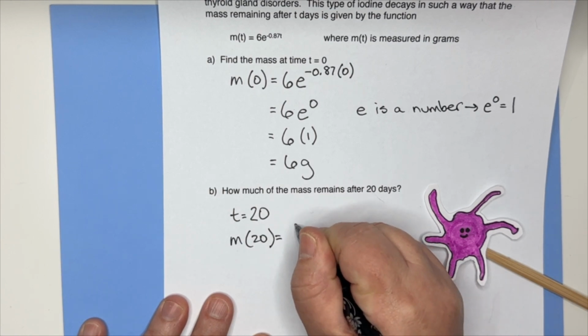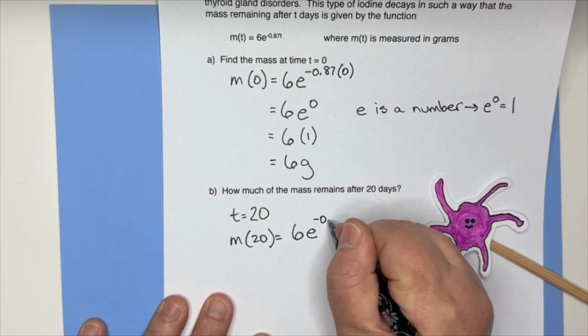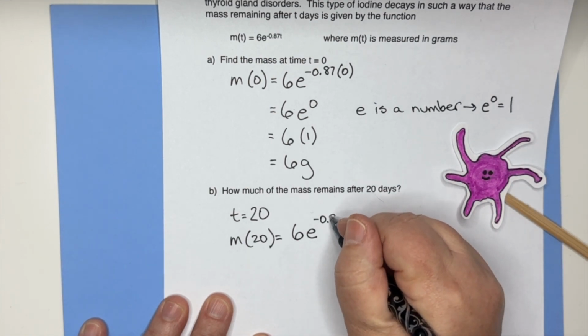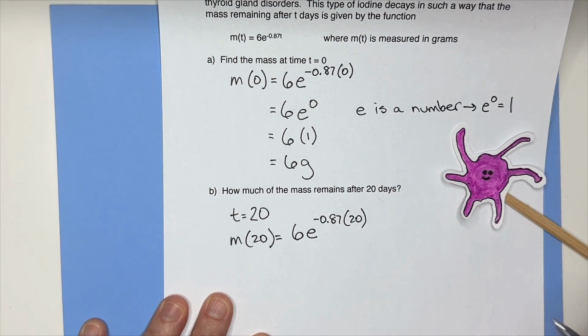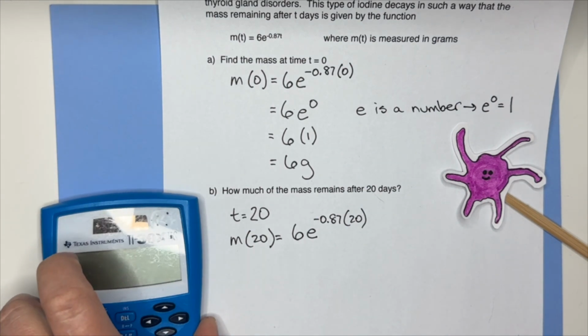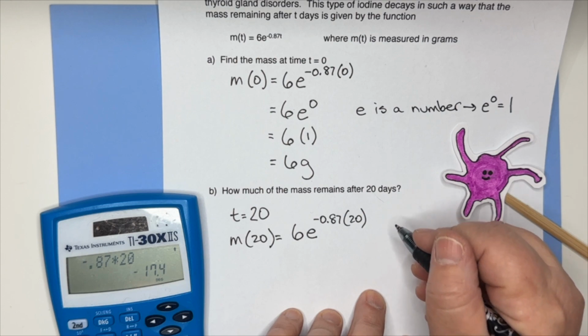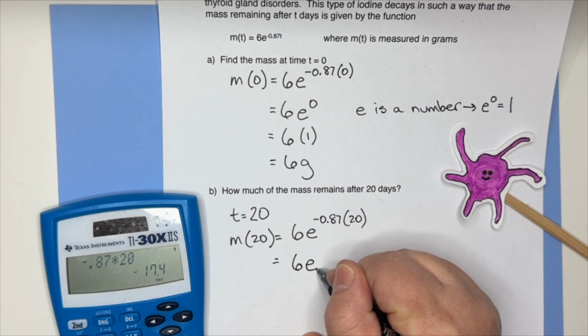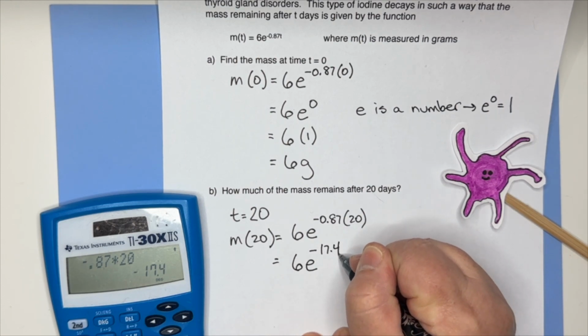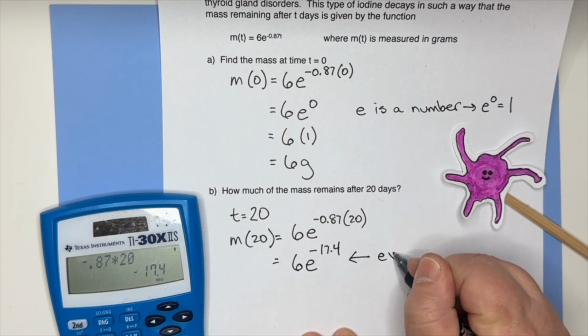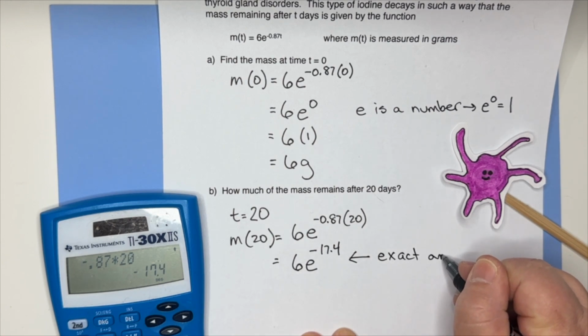So M of 20 is 6 times e to the negative 0.87 times 20. Now this is the exact answer. This is absolutely the exact answer. And I can even multiply negative 0.87 times 20 and get 6 times e to the negative 17.4. And this is the exact answer.